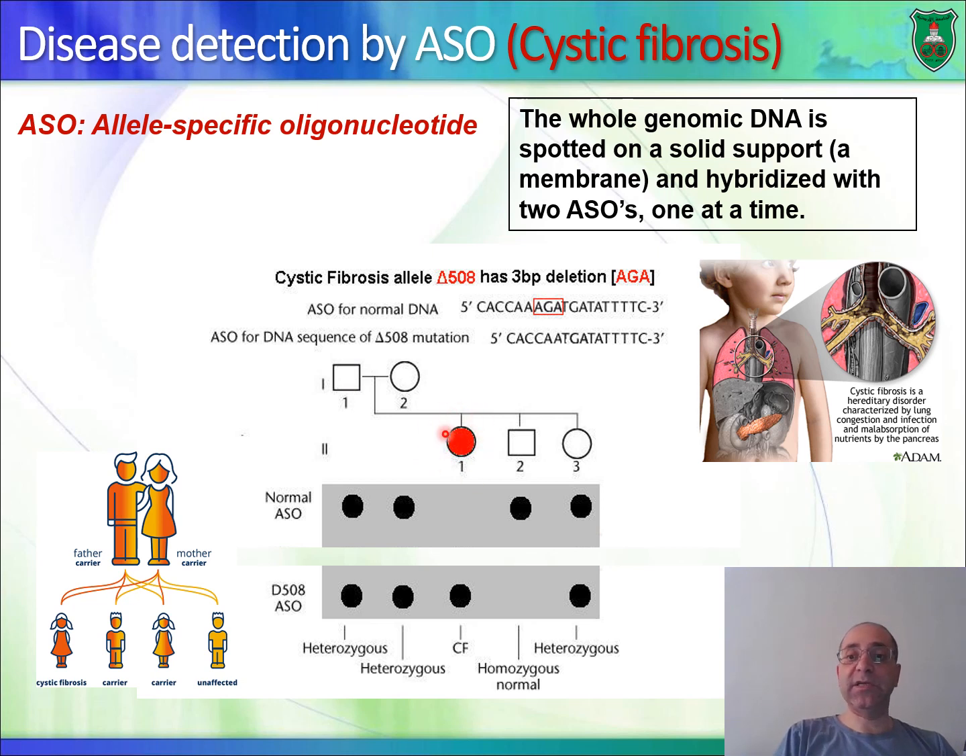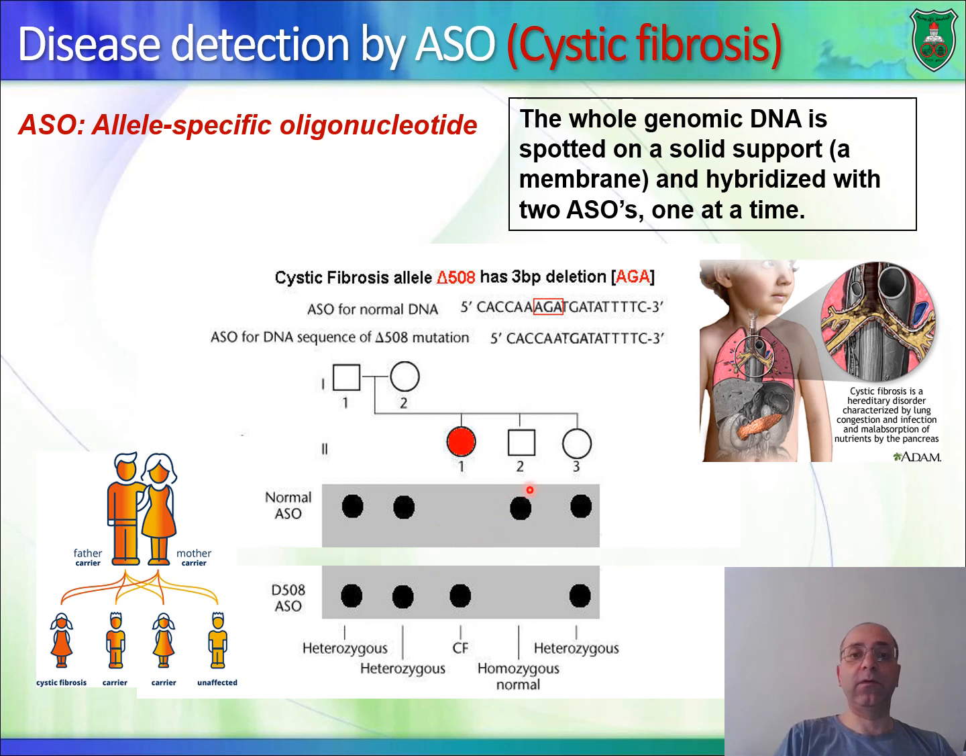Now, this daughter that phenotypically has the disease, that has cystic fibrosis, when the normal allele specific oligonucleotide was added, there was no signal. But when the other allele, the mutated allele, was added, there was a signal. This means that this little girl right here has both alleles as the mutated alleles, the alleles with the deletion. And that's why she is presented with the disease, because she doesn't have the normal allele.